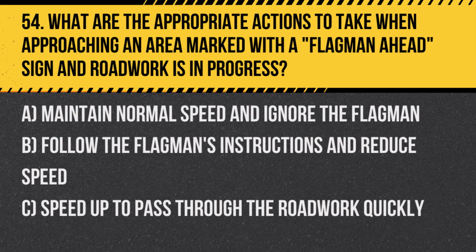Question 54. What are the appropriate actions to take when approaching an area marked with a flagman ahead sign and roadwork is in progress? A. Maintain normal speed and ignore the flagman. B. Follow the flagman's instructions and reduce speed. C. Speed up to pass through the roadwork quickly.